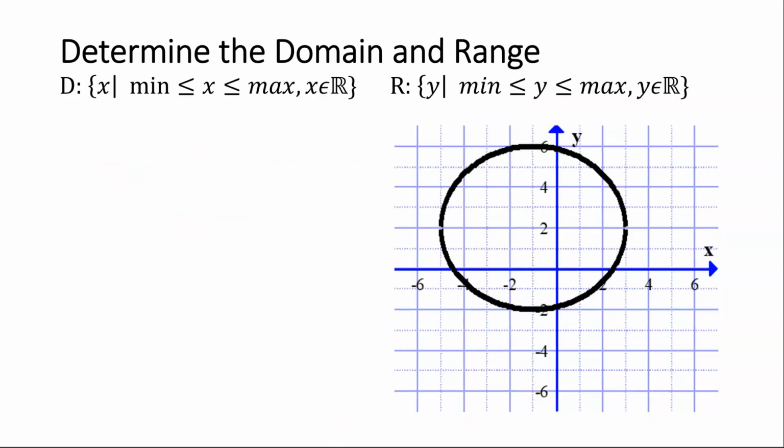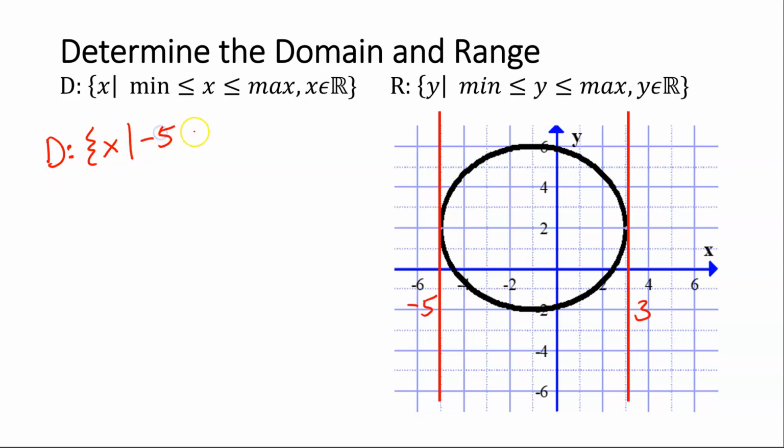How about this circle? Looking from left to right, our minimum x value is -5. It goes all the way up to +3. So when writing the domain, I have x such that the minimum value is -5. We have our arrows point to the left. The maximum value is +3. And x belongs to the set of all real numbers.